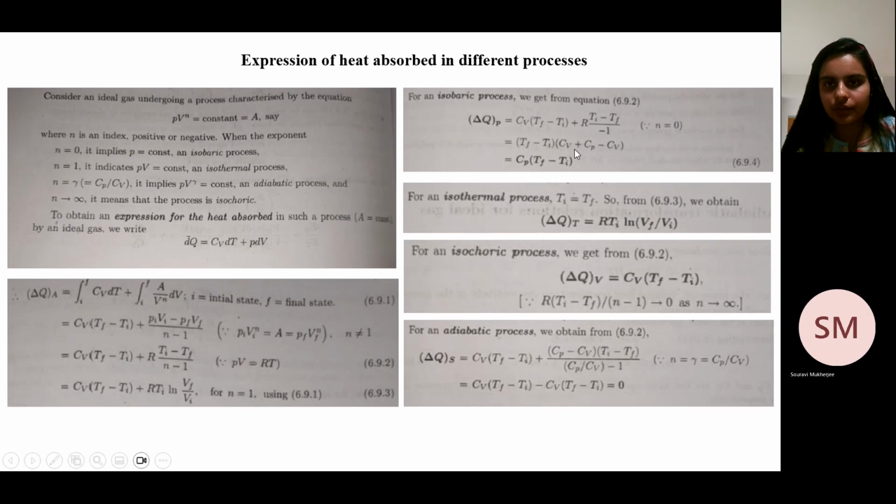And then if you put the corresponding values of n, you would get the expressions for different kinds of processes. So this is for the isobaric process, this is for the isothermal process, the case when n is equal to 1. Then you have the isochoric process and you have the adiabatic process. And you can see for the adiabatic process, the heat absorbed is 0, right? So given some process, if you are told what is the heat absorbed, what is the work done, what is the heat that is incident, and how much of it is absorbed, how much of it has been used in some kind of hydrostatic work or some other work, then you have to use these relations to find the heat absorbed or the work done.